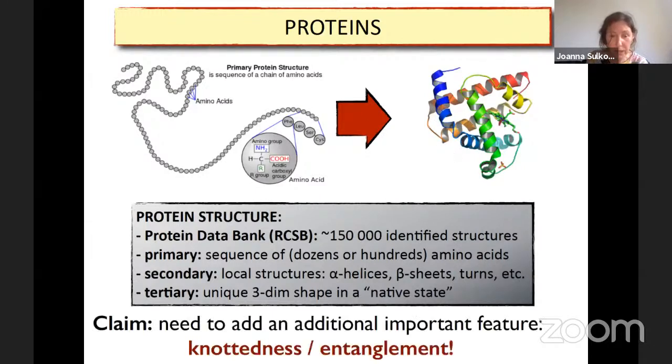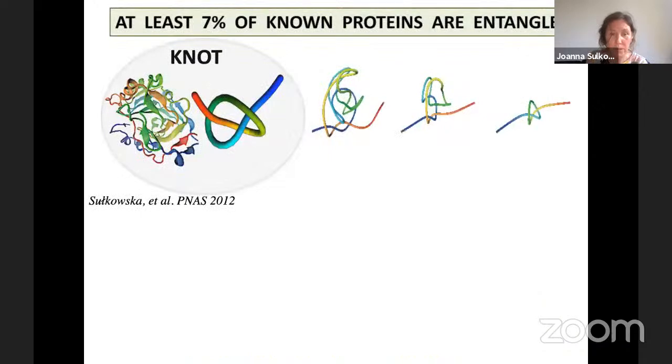But what I would like to tell you is that you also need to take into account that proteins can be knotted, because today we know that at least 7% of proteins possess knotted topology.